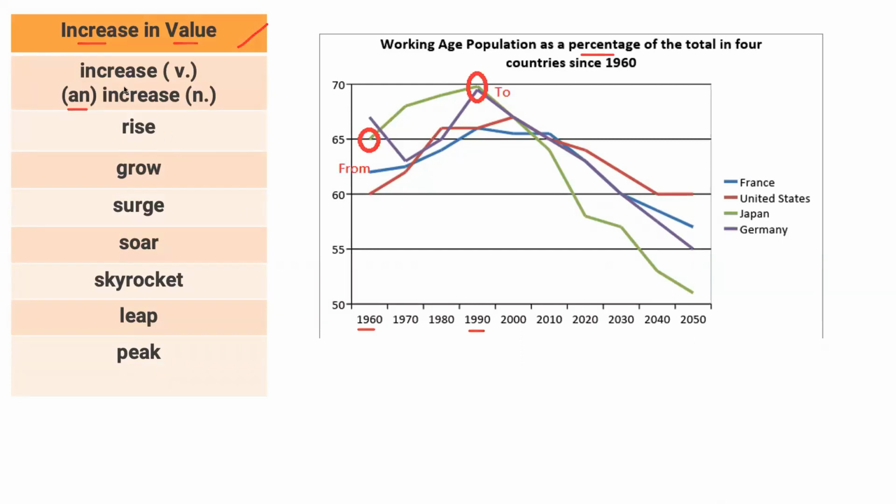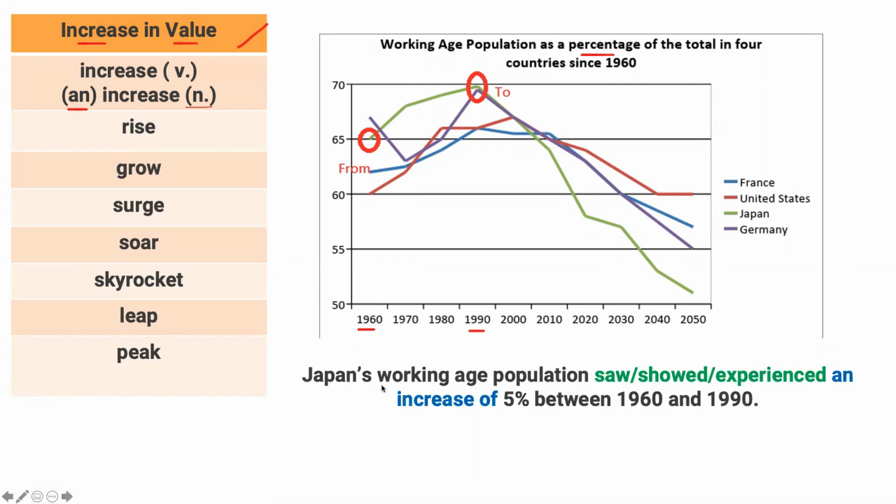Okay, now like I said earlier, we can also use increase as a noun. So let's look at an example of using increase as a noun. So we see here, Japan's working age population saw, showed, experienced, so you can use either one of these in green, an increase of 5% between 1960 and 1990.